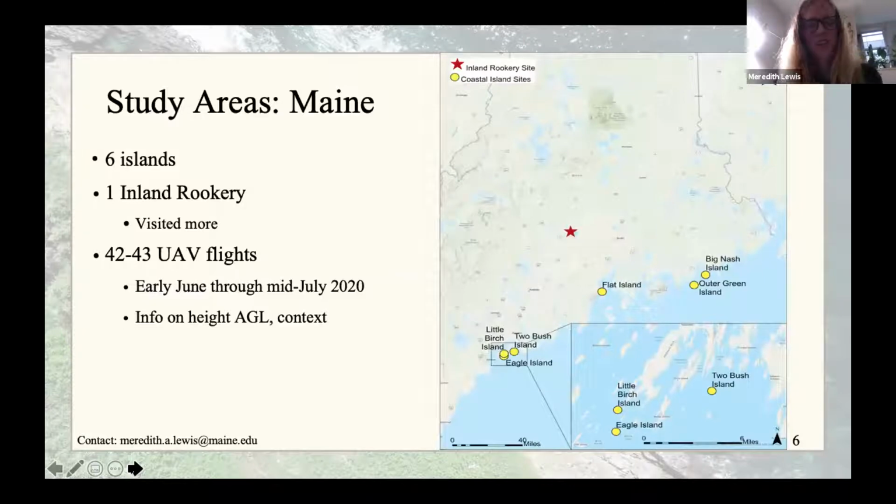So we were fortunate enough this summer, in spite of all of the stuff going on in the world, to visit 6 coastal islands and 1 rookery. We did visit more rookeries throughout this season, but one of the challenges of working with these birds is sometimes colonies are not necessarily active year to year. But we did manage to capture imagery from 43 UAV flights from early June to mid-July.